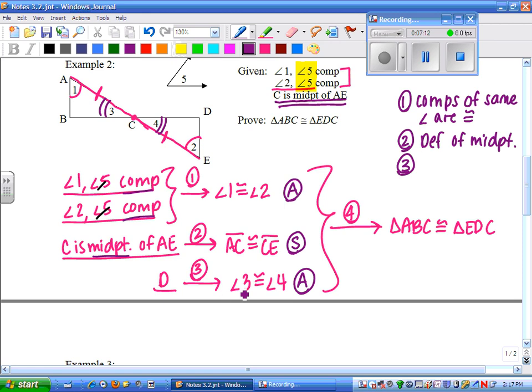Step 3, how do I know that angle 3 is congruent to angle 4? Its vertical angles are congruent. Not definition of vertical angles, but vertical angles are congruent. And last but not least, step 4, how do I know that these two triangles are congruent to each other? Because of angle, side, angle. And we're done.